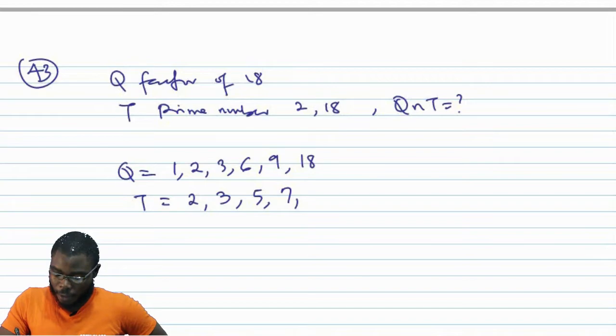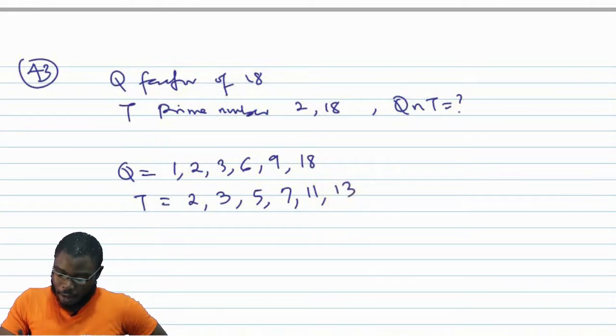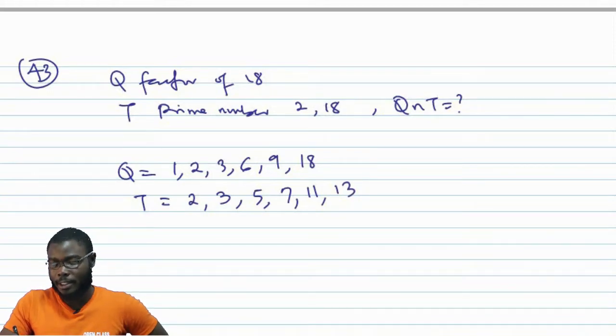So 9 is not part of them, 10 is not part of them, 11 is there, 12 is not there because 12 divides itself, 4 divides 12, 6 divides 12, 2 divides 12, so it's not part of it. 11. Then 13 is a prime number, 13 divides itself, and only 1 again divides 13.